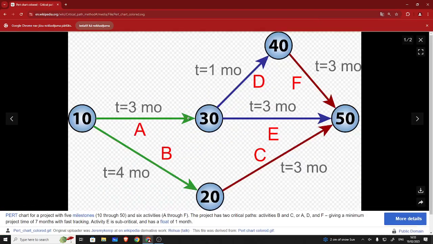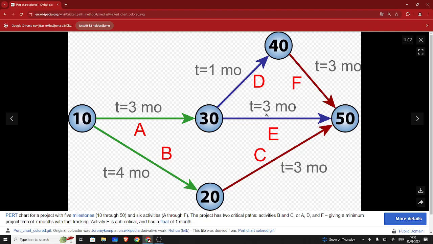Okay, so in this example, very simple example, of course, you start here. The idea is that this takes 3 months, this takes 4 months, and this takes 3 months. So there's no way around it. The idea is that this is not critical. Why is it not critical? Because you have a month's leeway. You have a 1 month window.